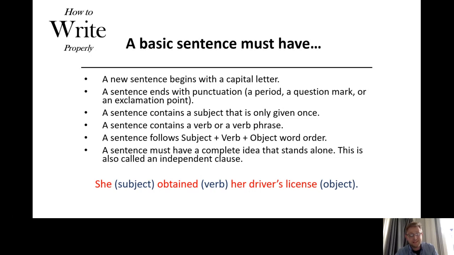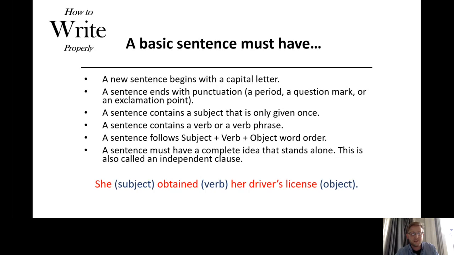So for a basic sentence, just go subject, verb, the object that the verb and the subject are dealing with. And a sentence must have a complete idea, as I was saying before. Sentences have to be able to exist in a vacuum. So we've got an example of a basic sentence at the bottom here. She obtained her driver's license, and you can see that has everything you need.